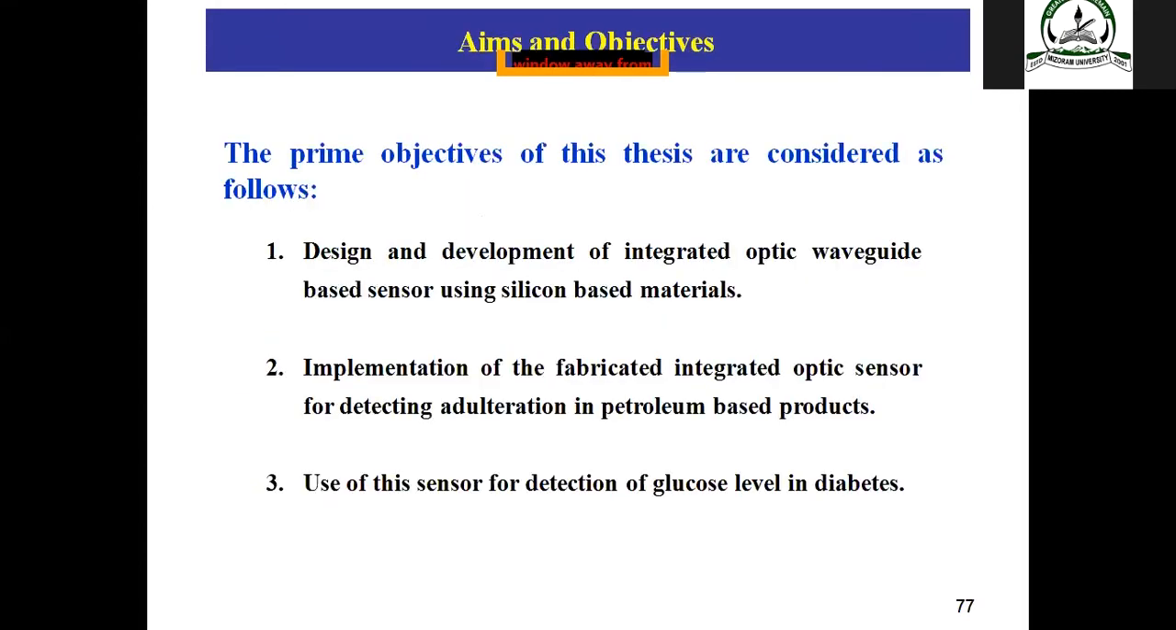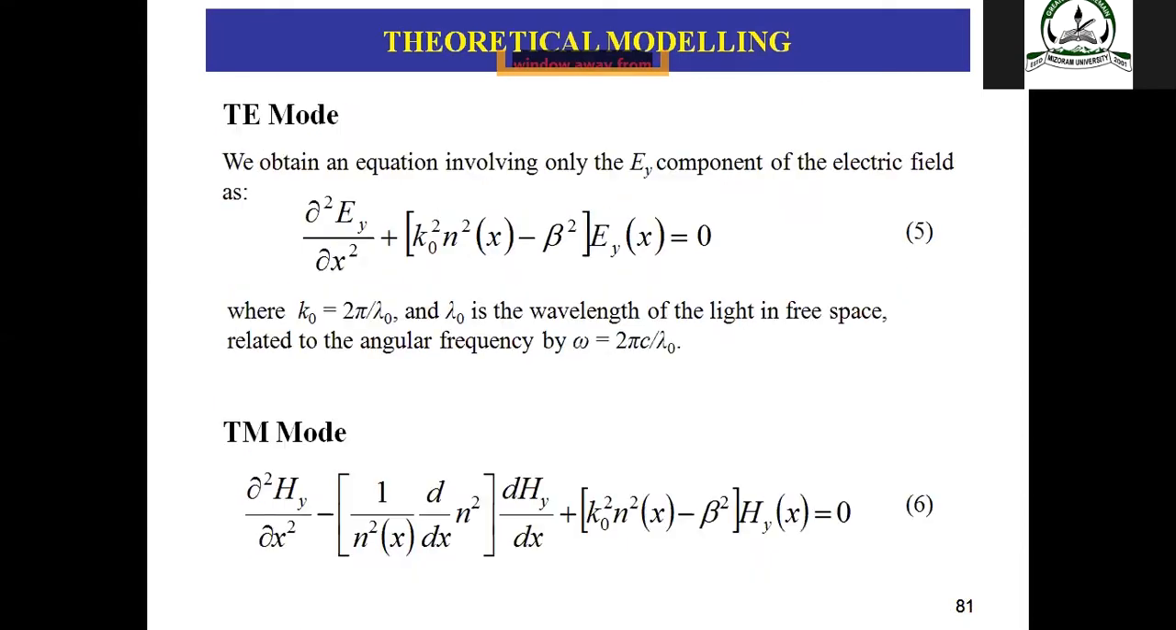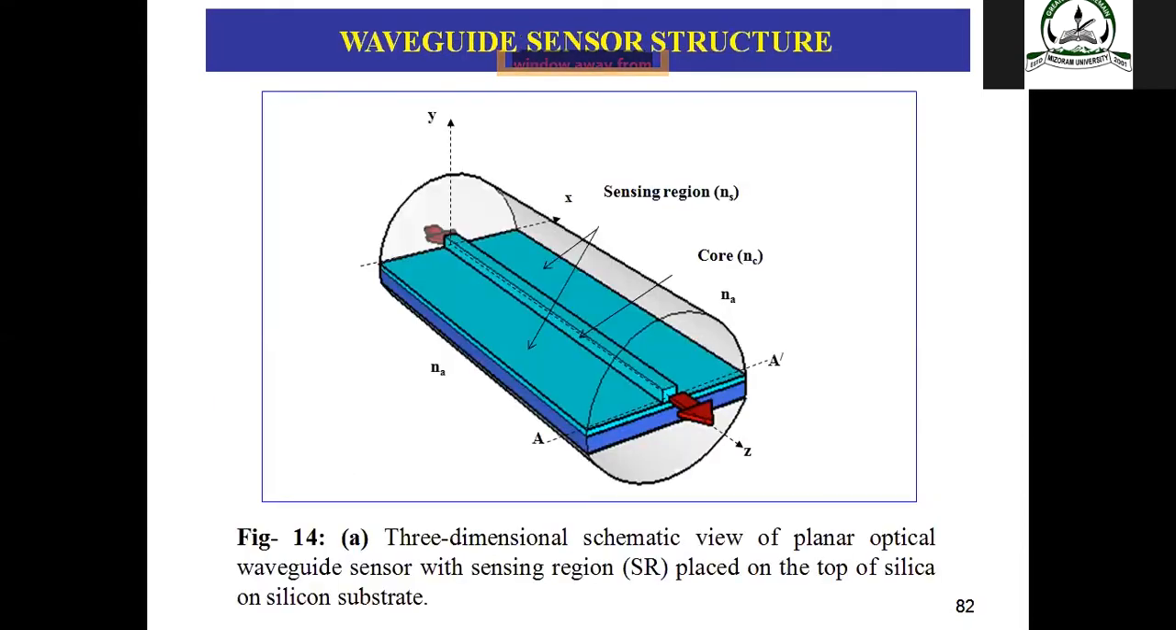But these are the things. I will not go into the detailed analysis there, because I have to cover other sensors also. Theoretical modeling: we have taken this model. We have taken a planar structure. The sensing area we have increased, and we have taken out the cladding.